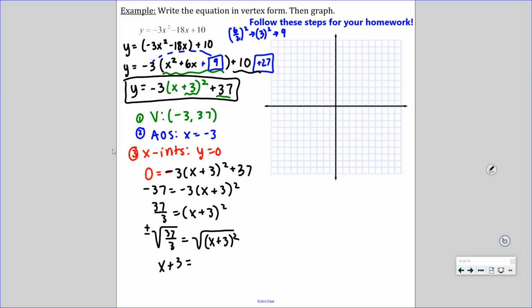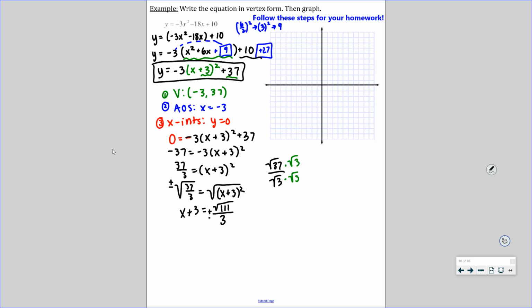All right, I'm going to simplify that over here. 37 over 3, that fraction obviously doesn't reduce. I square at the top, square at the bottom. I have to rationalize this. I end up getting the square root of 37 times 3, which is 111, all over the square root of 9, which is 3. Don't forget plus or minus. So then my x-intercepts end up being -3, subtract that 3 over, plus or minus the square root of 111 over 3. Ew, talk about some nasty numbers.